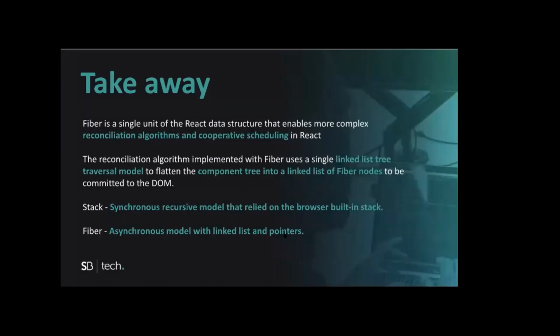So the final takeaway is that Fiber is a single unit of React data structure that enables a more complex reconciliation algorithm and cooperative scheduling. The reconciliation algorithm implemented with Fiber uses a singly linked list tree traversal model. Basically, it flattens the component tree into a linked list of Fiber nodes. This is the major change that they made before committing to the DOM. As we have seen, the old model is a synchronous recursive model that relied on the browser's built-in stack. Fiber is an asynchronous model with a linked list and pointers.